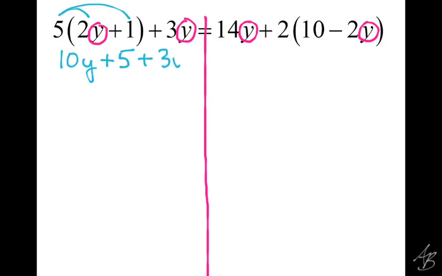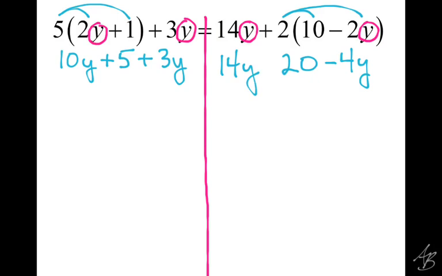We'll bring down our plus 3y there. And then on the other side, we distribute the 2. 2 times 10 is 20, and 2 times negative 2y is negative 4y. And we'll bring down our 14y. And was this 20 here positive or negative? That is positive, so we'll put a plus there and an equal sign on the line.